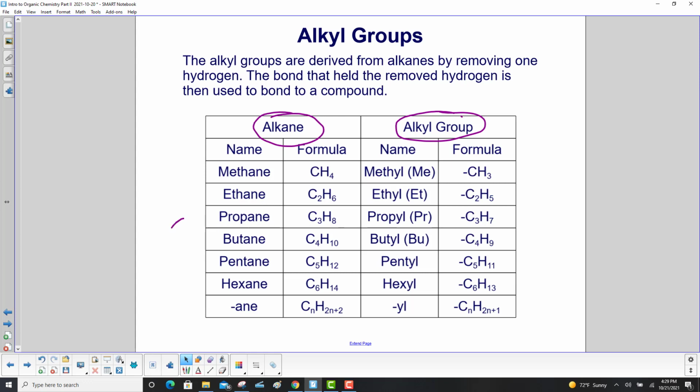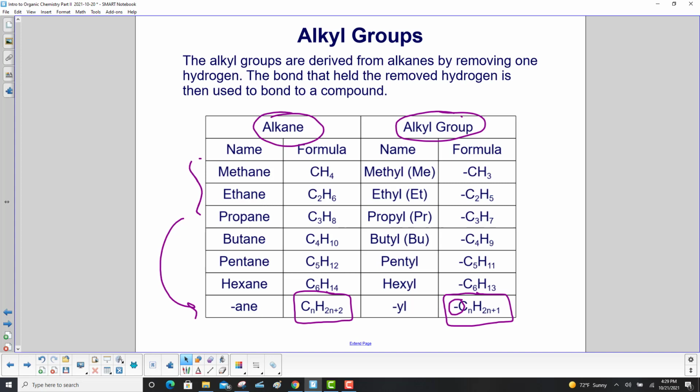So let's go to the bottom here. Here's our formula for alkanes. And on the previous slide, we said the alkyl has one less hydrogen, right? It's 2n+1 instead of 2n+2. So that hydrogen left, and here's the bond now that the hydrogen used to be on, that can now be used to bond to another compound.